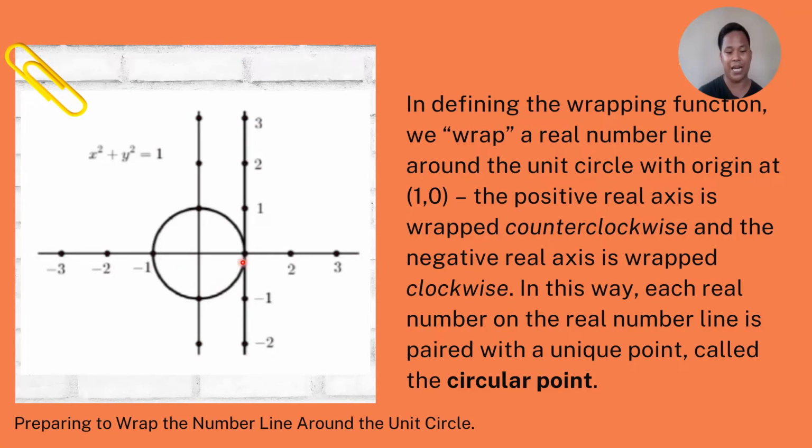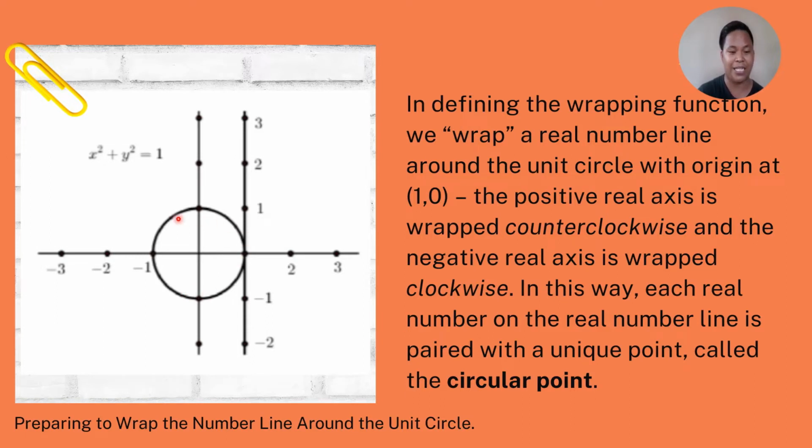Using this unit circle here, which is centered at the origin and has a radius of 1 unit, we can illustrate a positive real axis if we're going to wrap this counterclockwise from this origin (1, 0). So from here, moving counterclockwise, we are to describe a positive real axis. And if we're going to wrap it clockwise, we can have a negative real axis. And we are to illustrate this on our next slide.